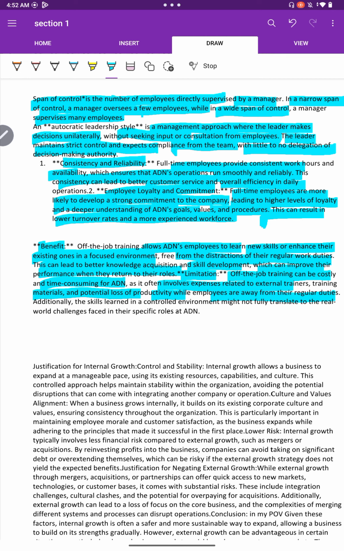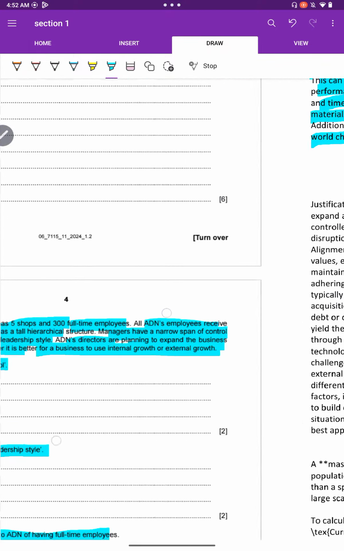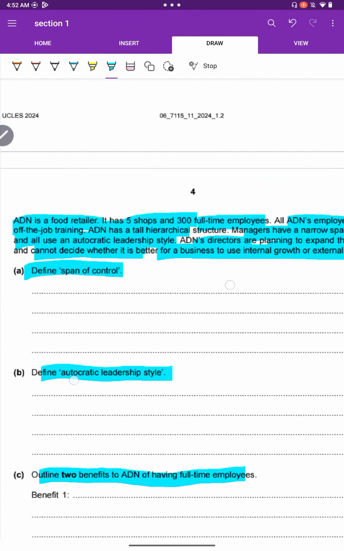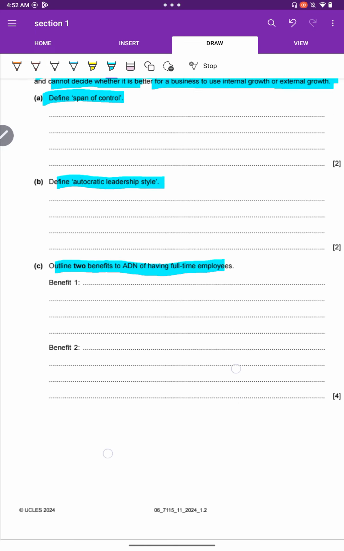So you can just write until here, but I have to read the explanation which I have written here. Additionally, the skills learned in a controlled environment might not fully translate to the real world challenges faced in their specific roles at ADN. So these are the disadvantages and limitations.